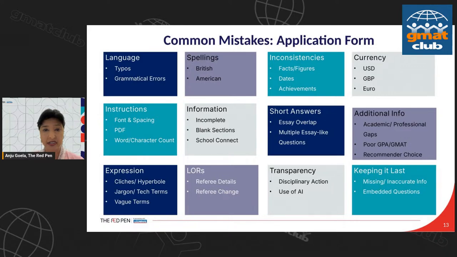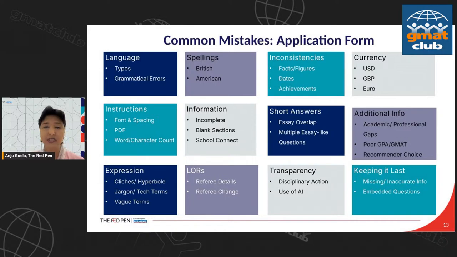Currency. We see this a lot. People use different currencies in different parts of the application. Please be consistent. USD is the universally accepted norm. If you're applying to schools across the board, in Canada, US, UK, Asia, Europe, you can just use USD. You don't have to keep changing currencies.